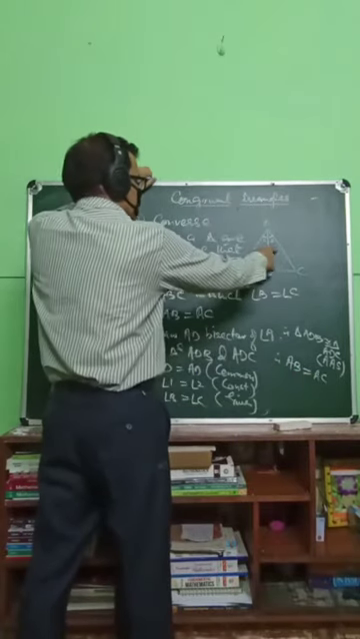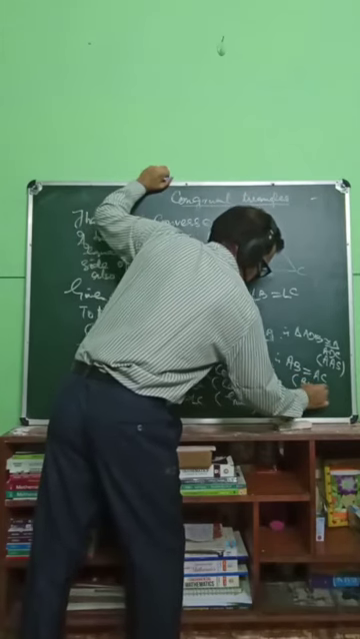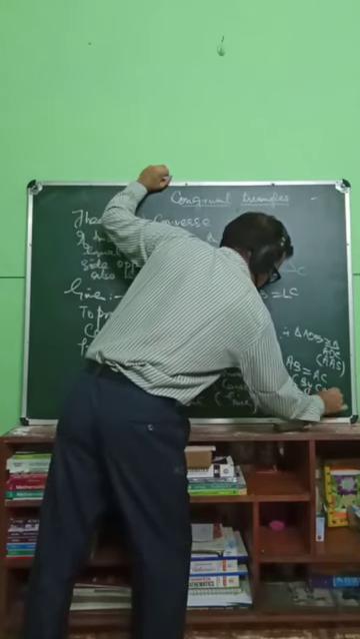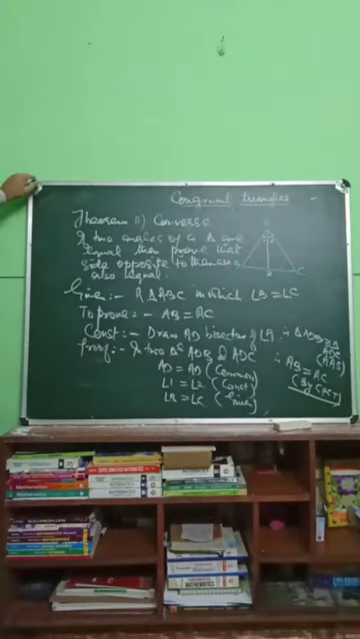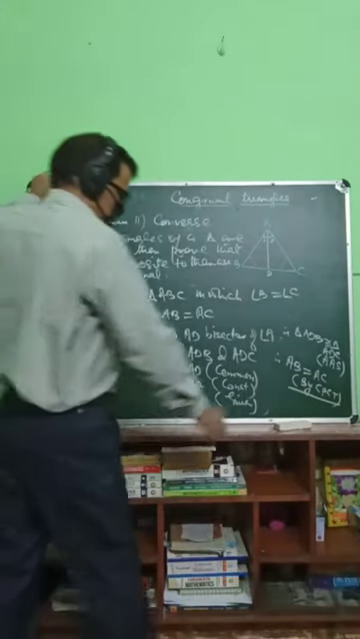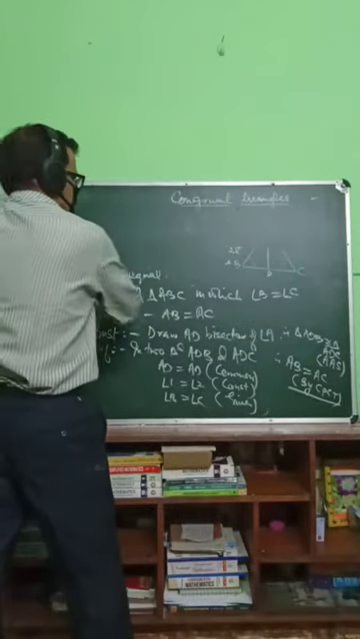These are the corresponding parts by CPCT. Everywhere we have to write CPCT where triangles are congruent. By CPCT, hence proved. This needs to be proved. Now, on the basis of these, we will solve some questions.